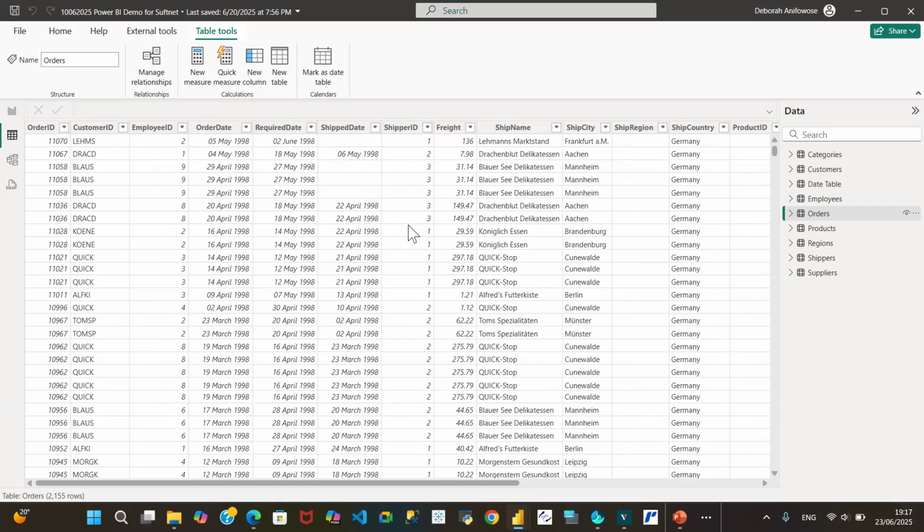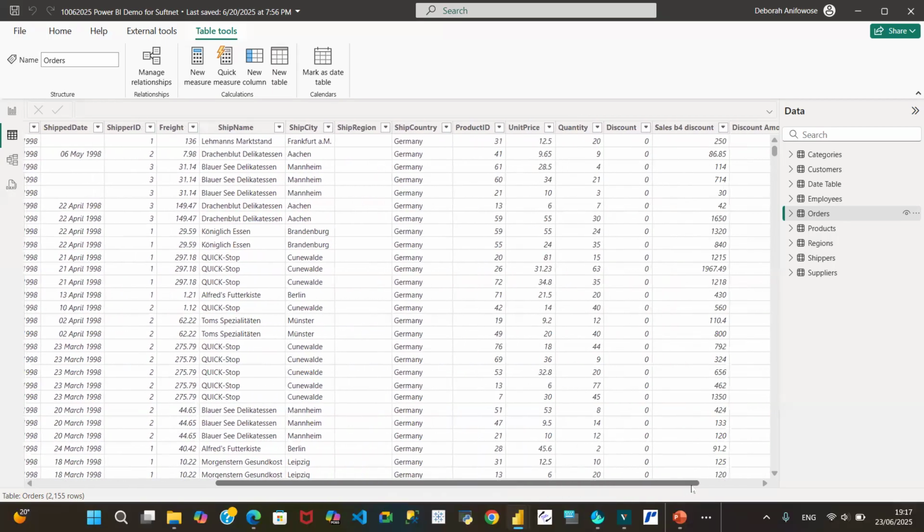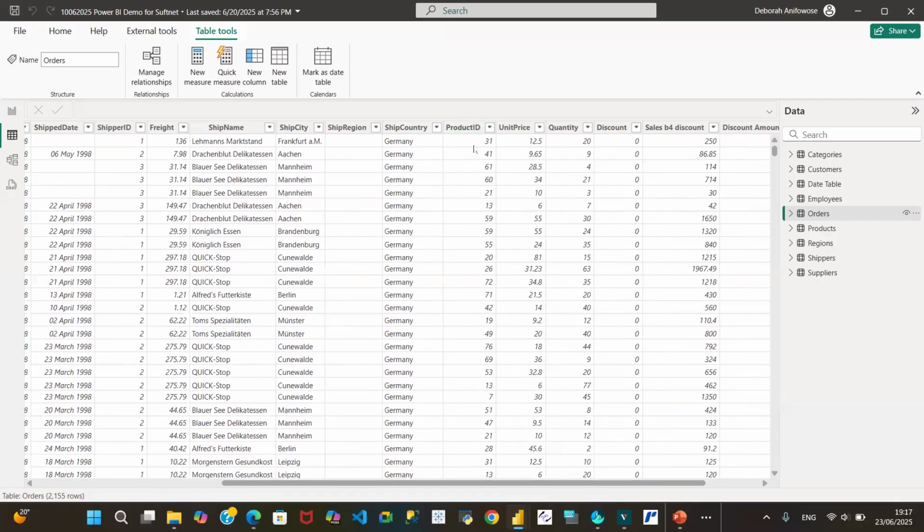And the shipping was done by this shipper. This was how much was paid for the freight. Okay, the name of the ship that shipped it, where it's being shipped from, the country where this shipping got done. Then we can also see the product that was bought, the unit price of the products. Now we are talking money now, quantity that was bought, you see.